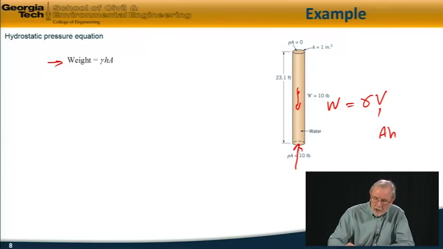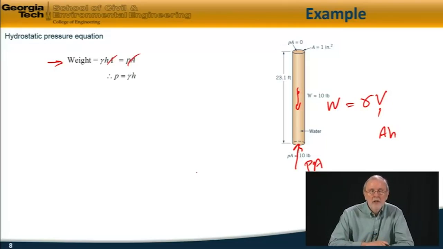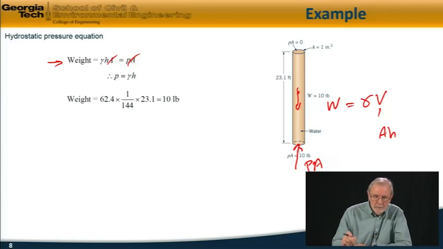This must be balanced by the upwards pressure force on the bottom. So if the pressure here is P, the upward force is equal to P times A. Therefore, the weight, gamma hA, is equal to PA. The area A cancels on both sides, leaves us with P equals gamma h. In other words, the hydrostatic pressure distribution. So all that the hydrostatic pressure is, is the pressure that's required to support the weight of the fluid which is sitting on top of it. And that's all that hydrostatic pressure is.